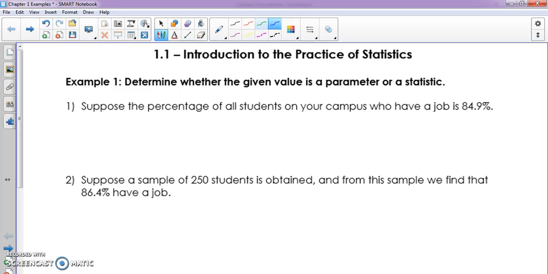So our first example here says, suppose the percentage of all students on your campus who have a job is 84.9. So here the key phrase is all students. So since we're looking at all students, we're dealing with the population. So here the population is your campus. So since we're looking at a population, this is a numerical summary of that population. This first example here is a parameter.